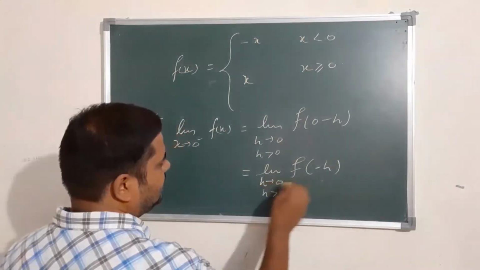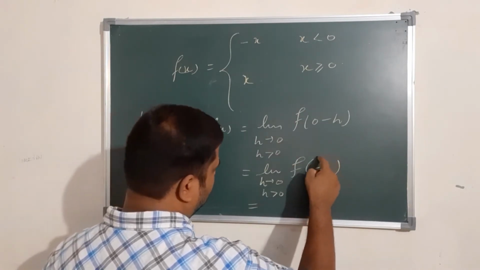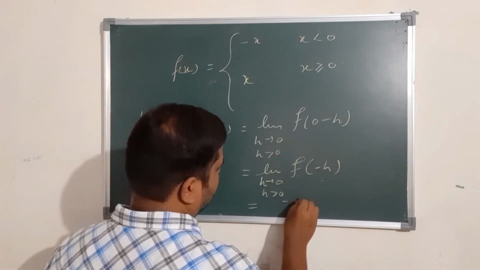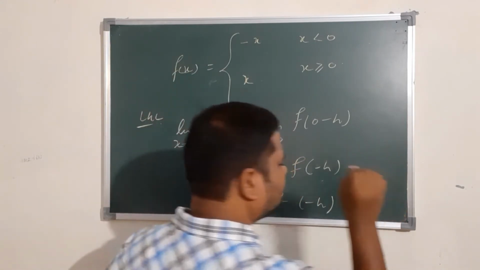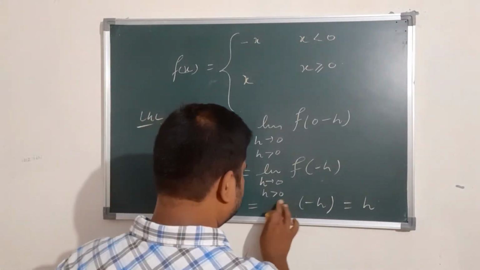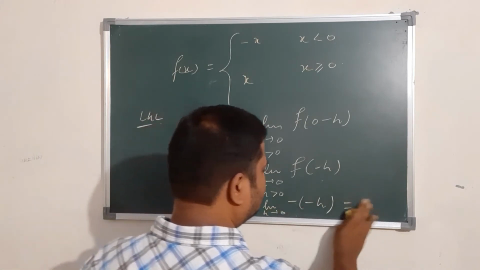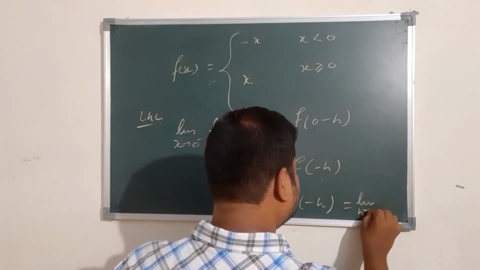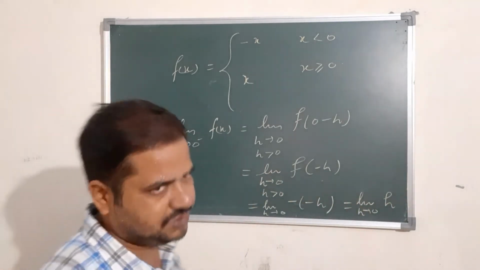So minus of minus h is plus h, and the limit as h tends to 0 of h is 0. So the limit of the function, the LHL, is 0.